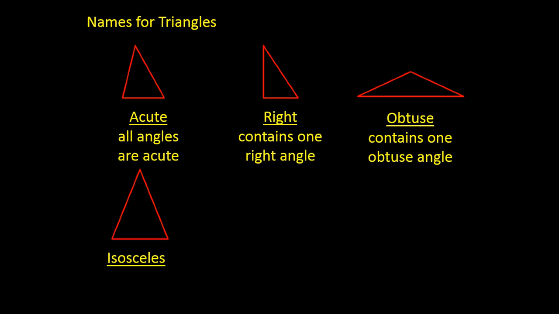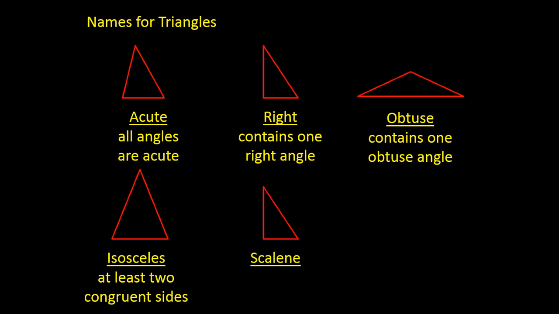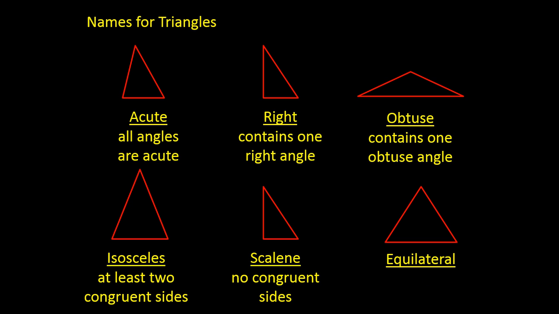Now we could also name triangles according to their sides. We could call a triangle isosceles if it has at least 2 congruent sides. We could call it scalene if it has no congruent sides, and we could call it equilateral if it has 3 congruent sides. So when we name a triangle, we can actually name it in 2 ways, by the angle measures and by the side lengths.